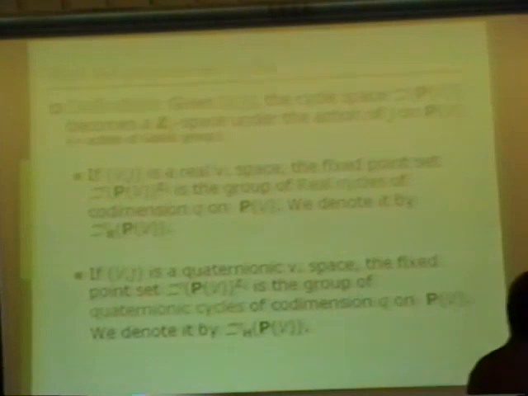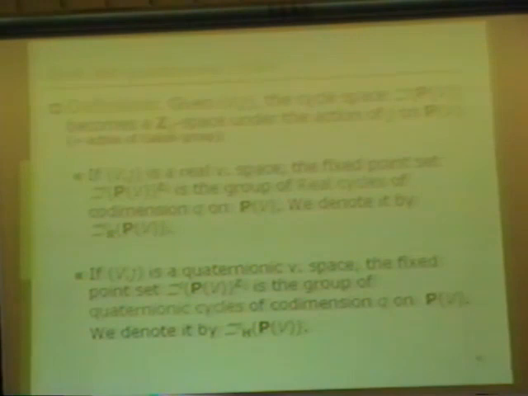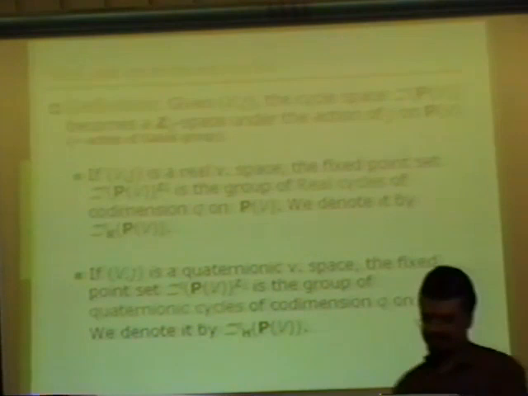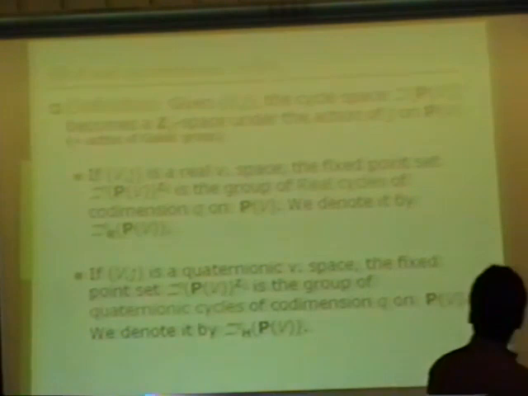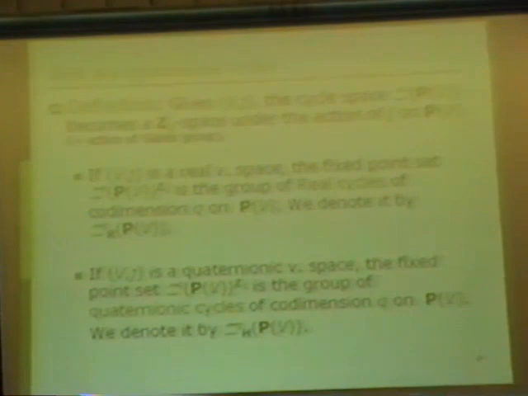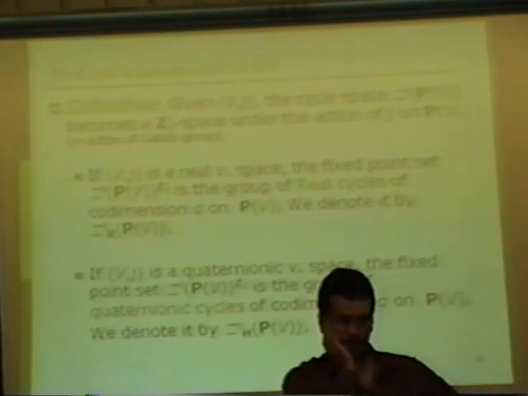And then you can make a similar definition and just change the R to an H, the real by the quaternionic. So you have the group of quaternionic cycles of codimension q. The first thing you're going to do is try to understand the homotopy type of these spaces, both the real and the quaternionic cycles. So far we know they are abelian topological groups. So the next step is to try to understand the homotopy type of these abelian topological groups. This little p should be an upper q; I started with dimension, then switched to codimension.